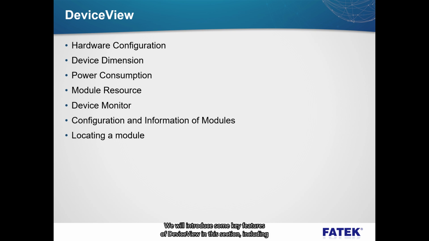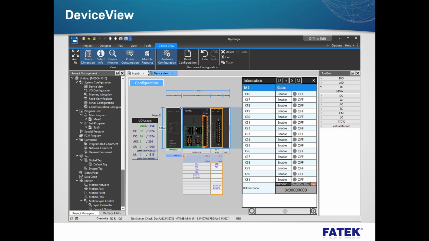Device View. We will introduce some key features of Device View in this section, including hardware configuration, device dimension, power consumption, module resource, device monitor, configuration and information of modules, and locating a module. Let's learn the use of Device View through practicing using the software.